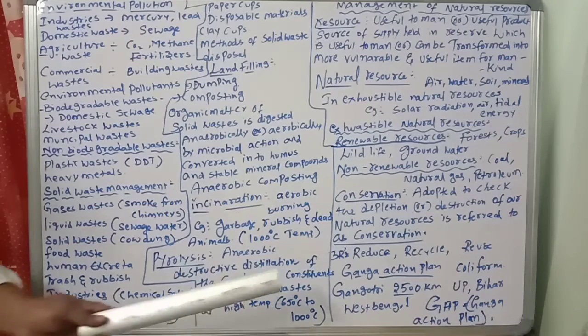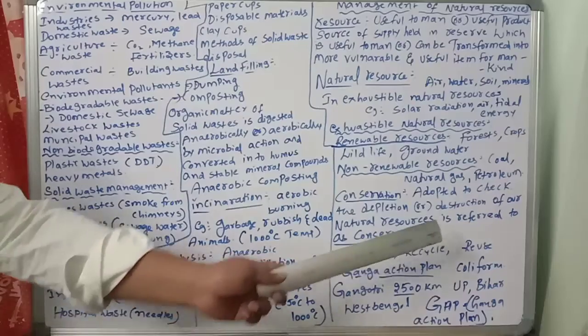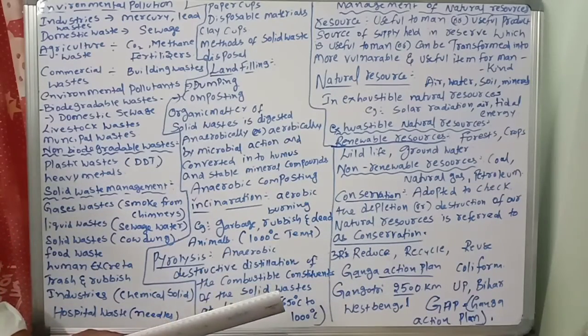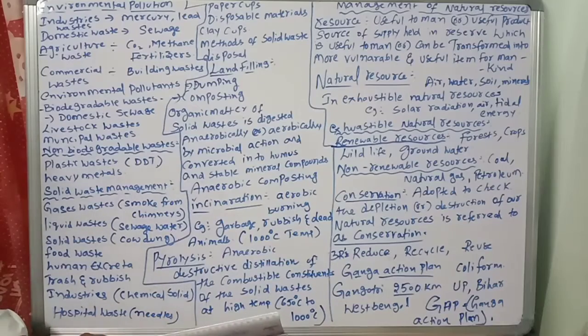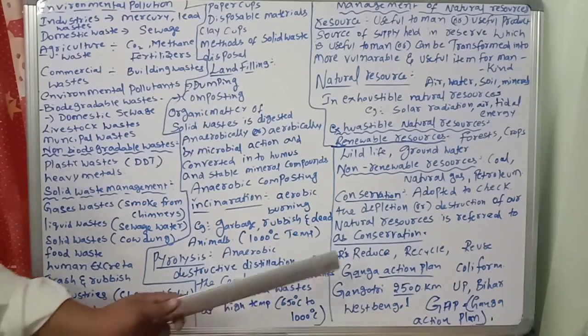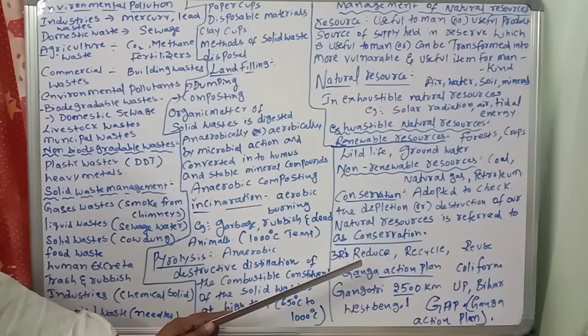So what is the main thing? The 3Rs: reduce, recycle, reuse. What is reduce? Natural resources can be saved by their reduced use. For example, electricity, and wasting of food and water. So we should reduce. Cutting of trees and too much usage of automobiles, we should reduce.